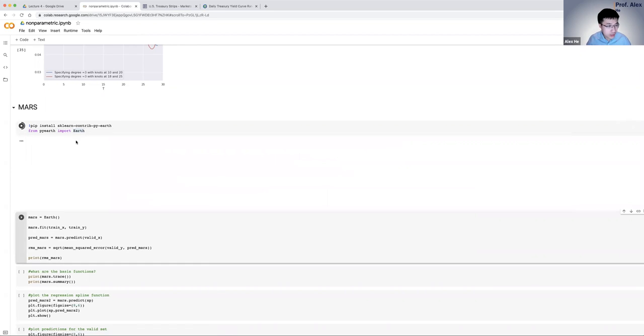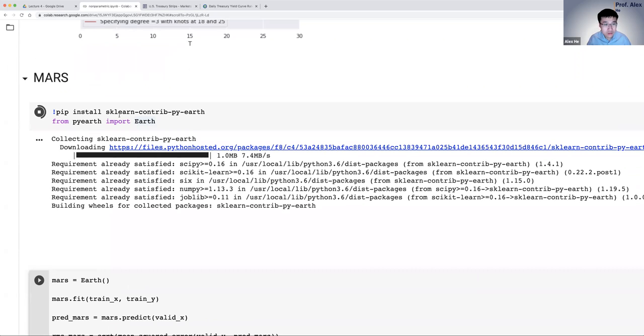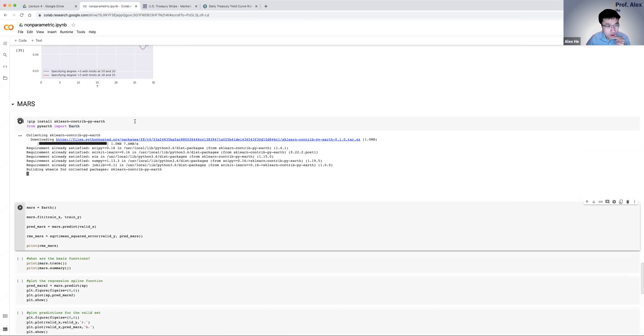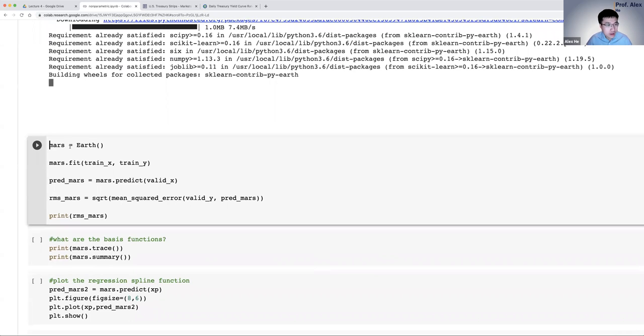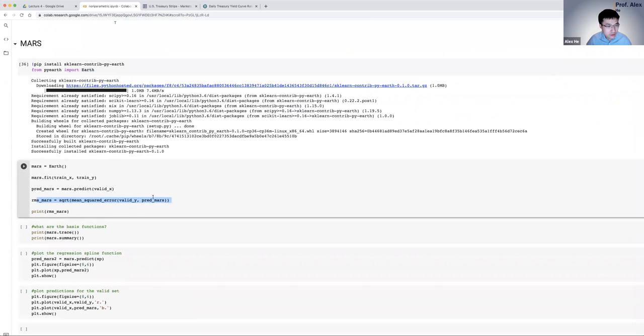Okay, so for this, you need a library. You need to install that. That's called the PyEarth. Okay. So it could take a while. And once you install that, you just need to fit the model of Mars to the training data set, okay? And then use that model to predict the value of y's for the test set. And then you can also, again, calculate the RMSE from your prediction, comparing that with the actual values.